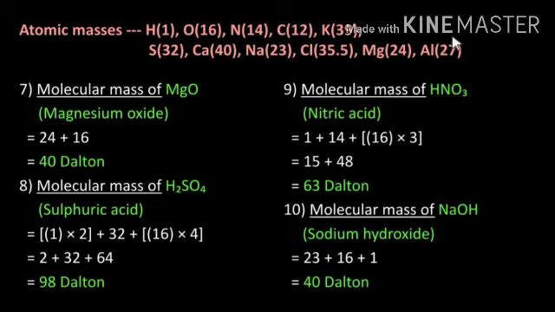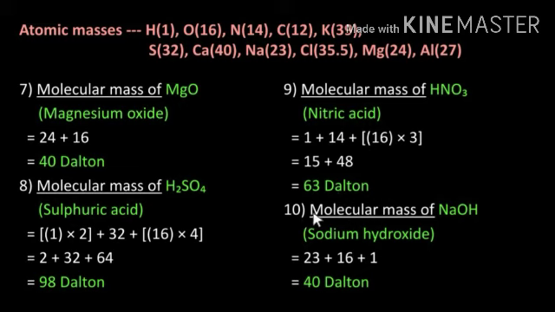Now the next compound is nitric acid, and from this formula we will take the atomic masses like this. Atomic mass of hydrogen is 1, atomic mass of nitrogen is 14, atomic mass of oxygen is 16, and it is taken for 3 times, therefore multiplied by 3. Therefore 1 plus 14 is equal to 15, plus 16 into 3 is equal to 48. This 15 plus 48 will be equal to 63 Dalton.